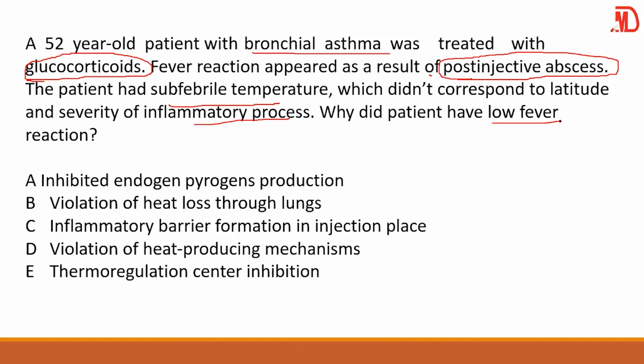And interleukin-1 deals with endogenous pyrogens. So in the case of low-grade fever, it means that endogenous pyrogen production was inhibited. Pyrogen means a microorganism or an infection. That is what leads to interleukin-1 production, which causes the thermostat to be regulated and causes high-grade temperature. So if that mechanism is inhibited, there will be a low-grade fever reaction. That's why we can go for A as our answer.